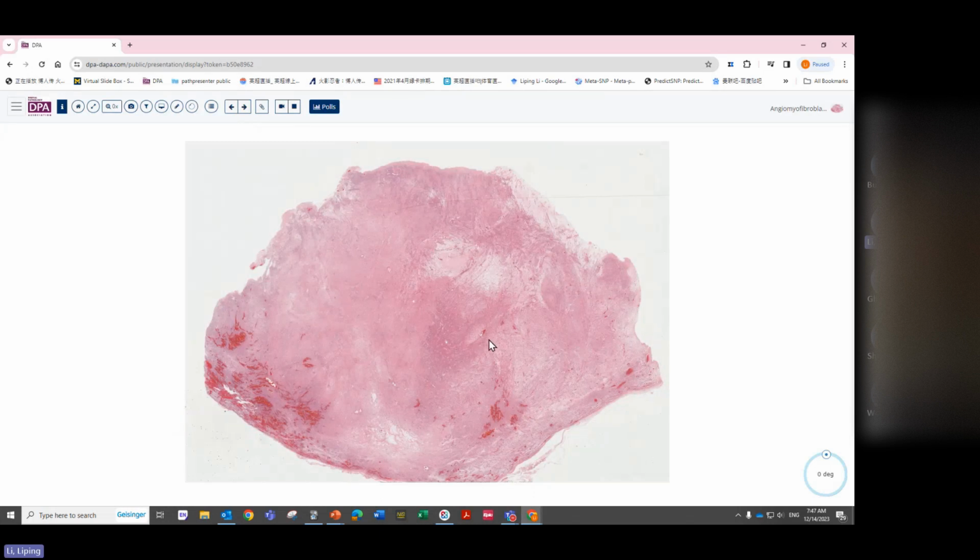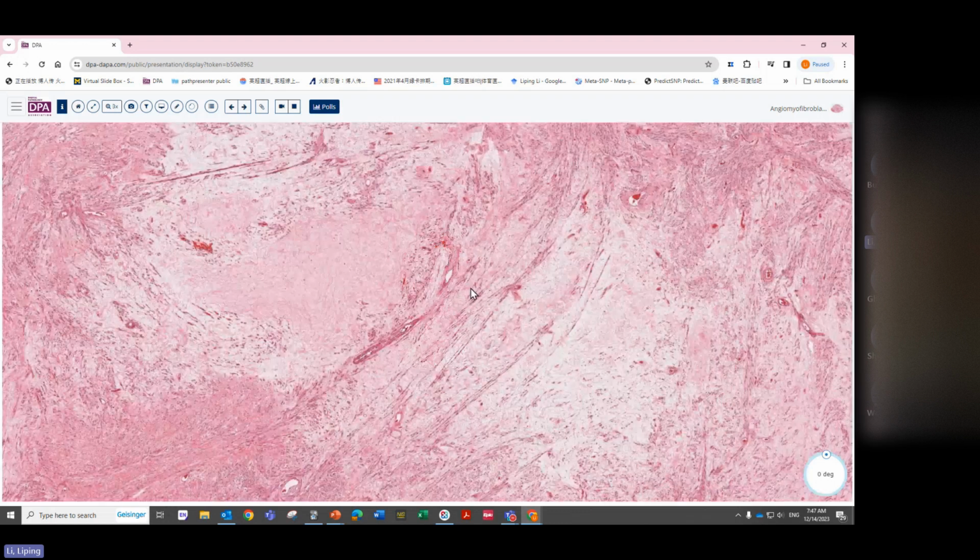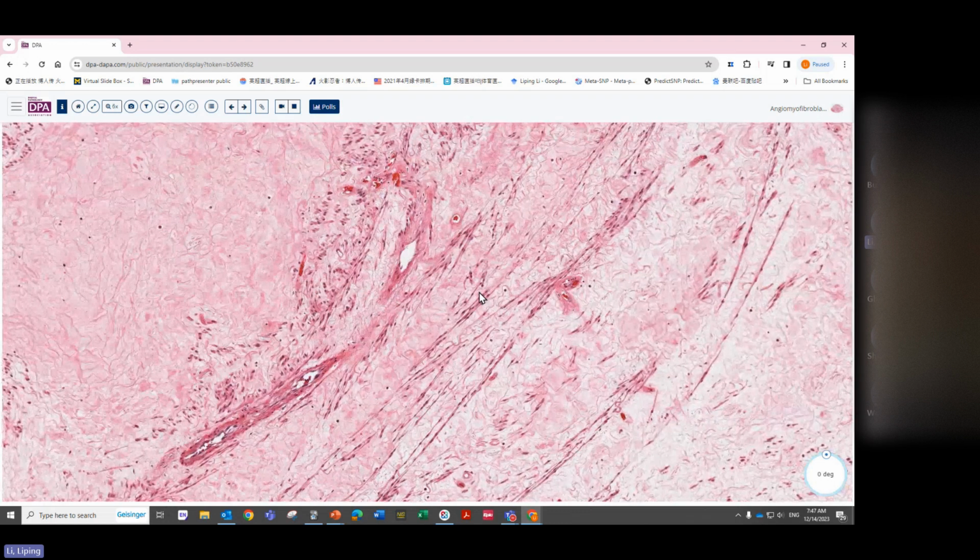Then we see this virtual slide. We've already seen this picture before. We have alternating cellularity. That means some areas are really hypocellular, and some areas have tons of cells. Then I just wanted to show you this really characteristic myoid bundle.